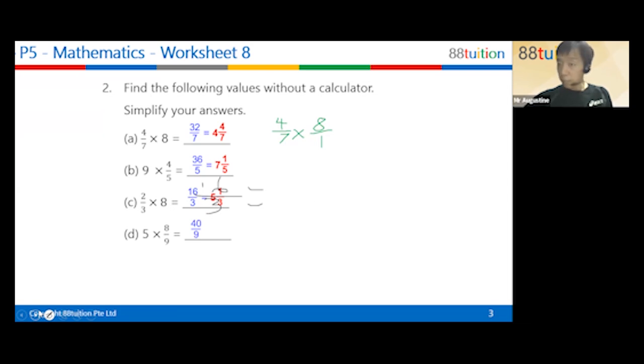Okay, D is 40 out of 9. So how many times can we get 9 within 40? There's only 4, right? Because 9 times 4 is 36. But we still have another 4 parts remaining. That's why you see the numerator becomes 4 out of 9.